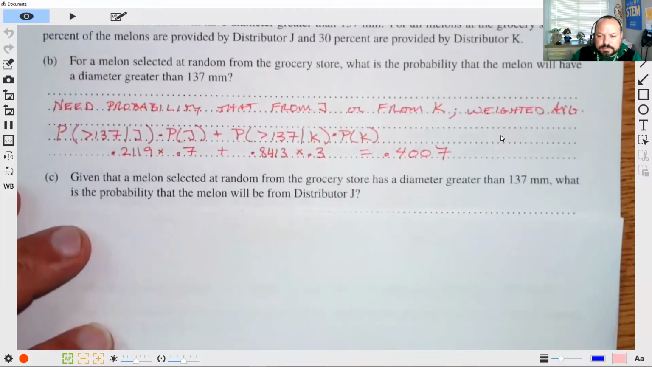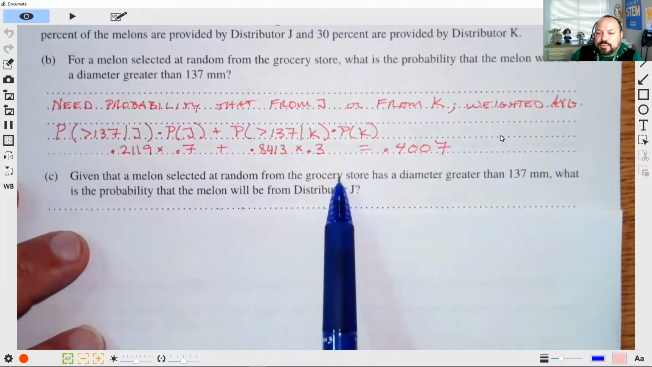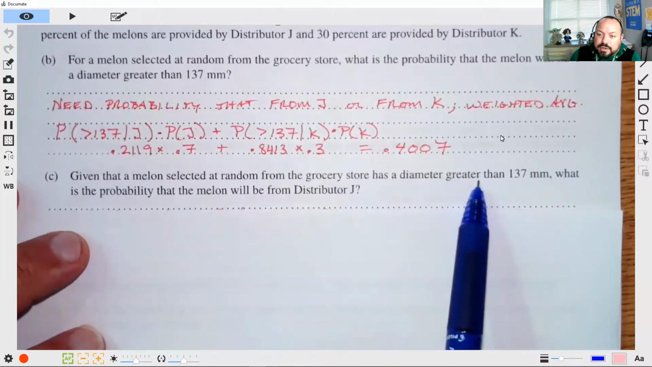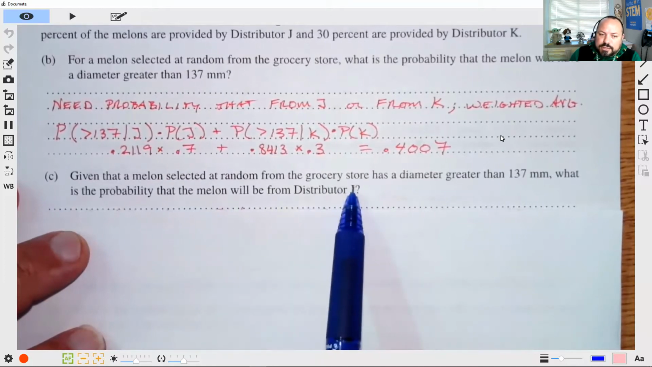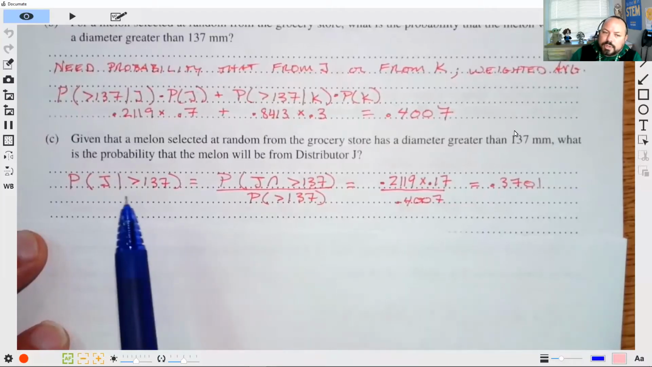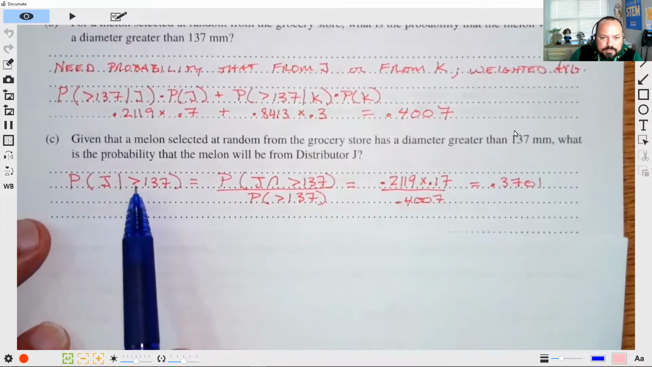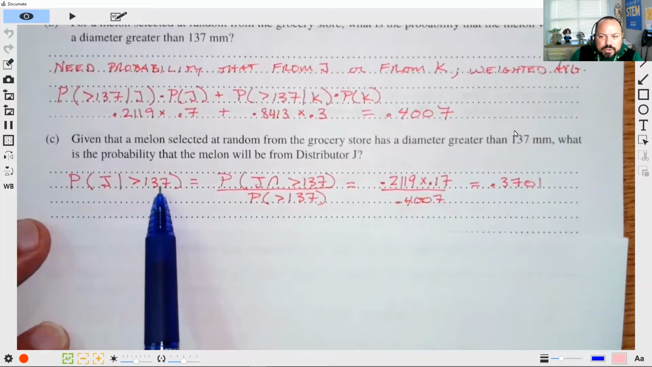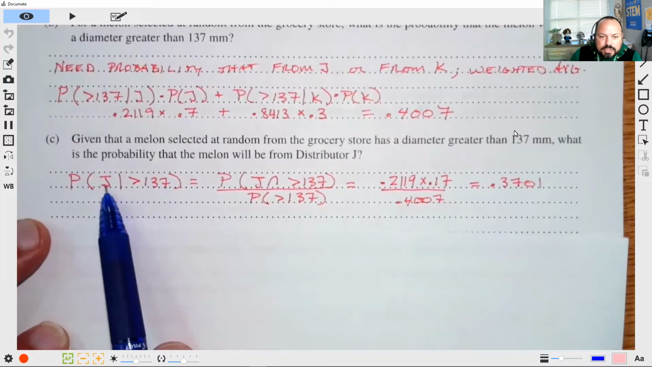Okay. Now, our next question. Given that a melon selected at random from the grocery store has a diameter greater than 137, what is the probability that the melon will be from distributor J? So we have a conditional probability we need to find. Feel free to pause the video and then unpause when you're ready to check your work. Conditionally, we're saying that it's given that the diameter is greater than 137. So given this, what's the probability it comes from J?